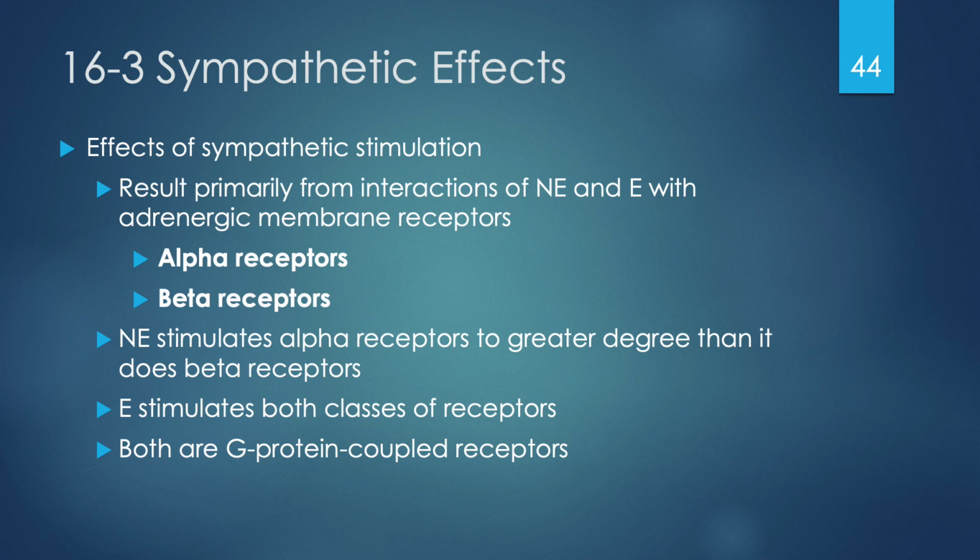Norepinephrine is going to stimulate the alpha receptors considerably more than it does the beta receptors, so it does affect both, but the alpha receptors considerably more. Epinephrine is going to stimulate both the alpha receptors and the beta receptors pretty much equally, and both of these are G protein coupled receptors.